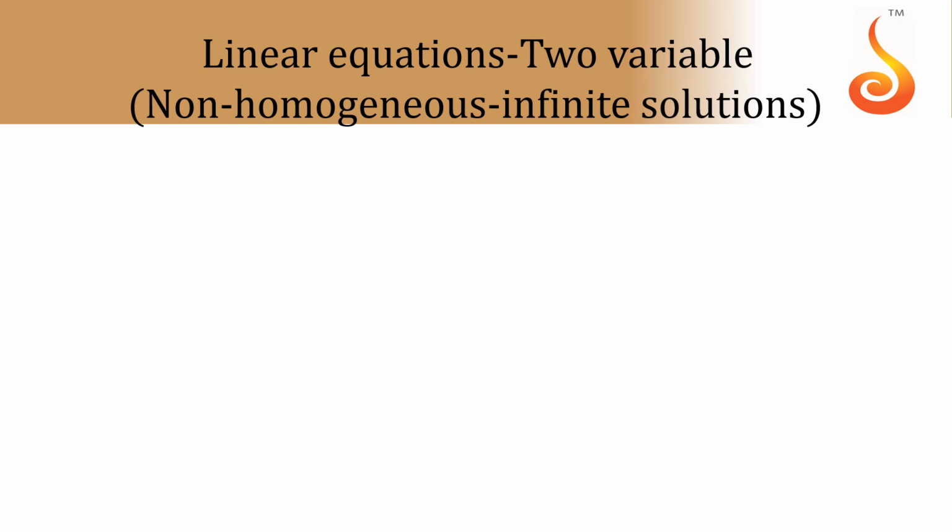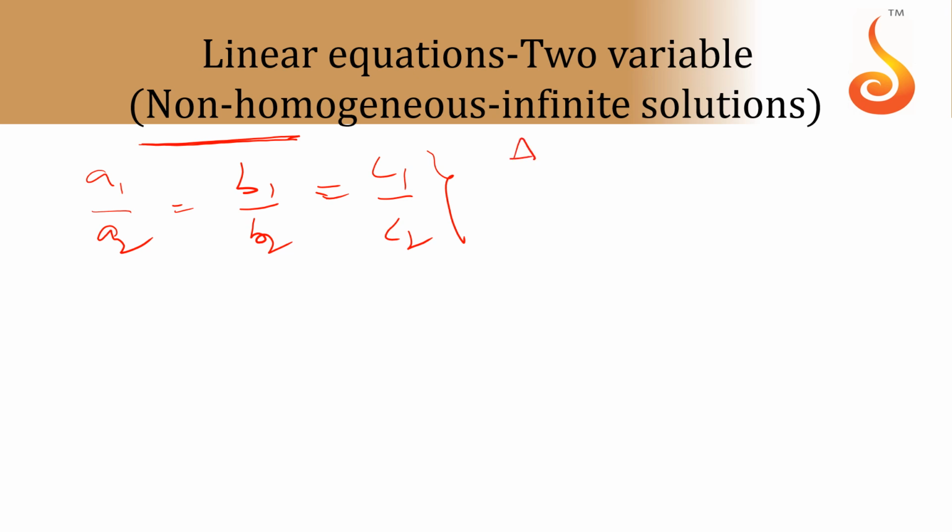Now, when will you have infinite solutions? Infinite solutions means the lines must be coincident. So can I say a1 by a2 equals b1 by b2 equals c1 by c2? Please observe this: delta is 0, delta 1 is 0, delta 2 is also 0. Please remember, all deltas are zeros. So according to Cramer's rule, x will be of indeterminate form. In that situation, you will have infinite solutions.